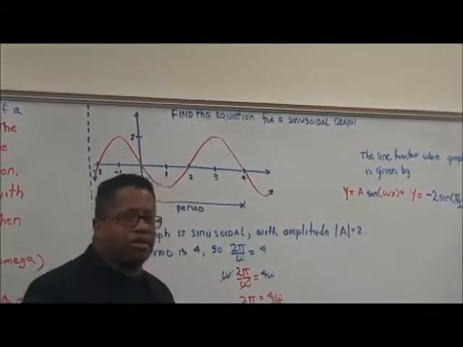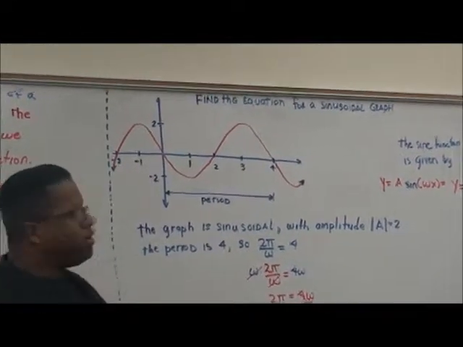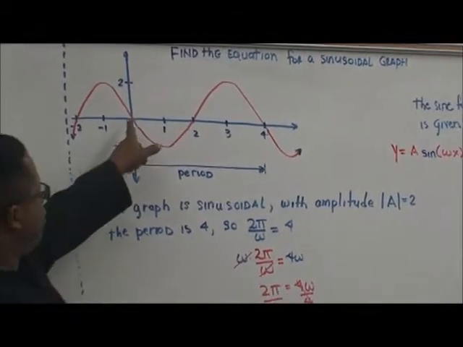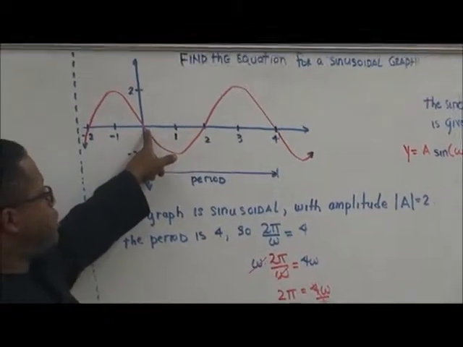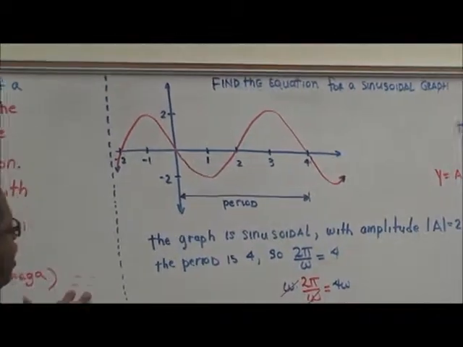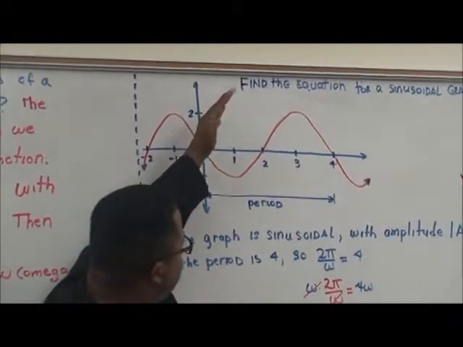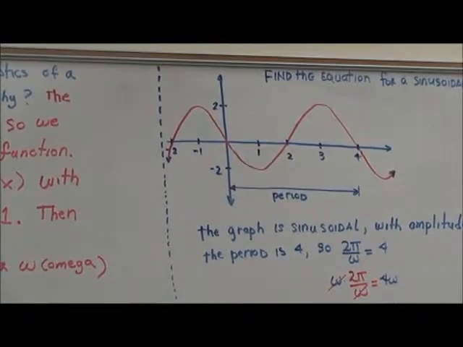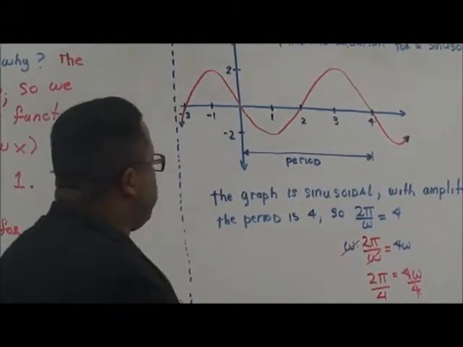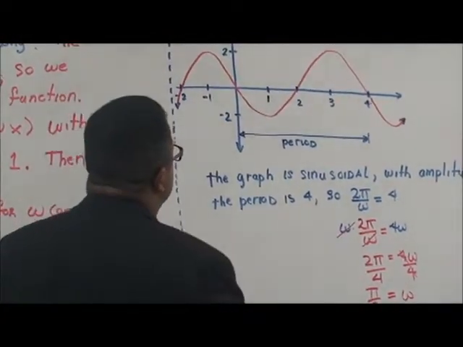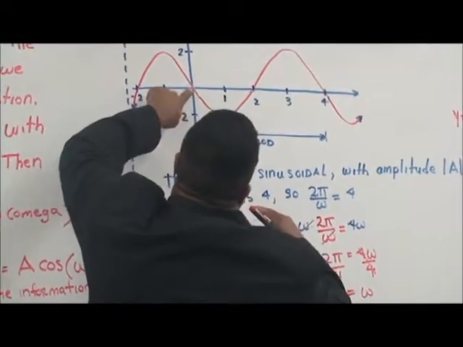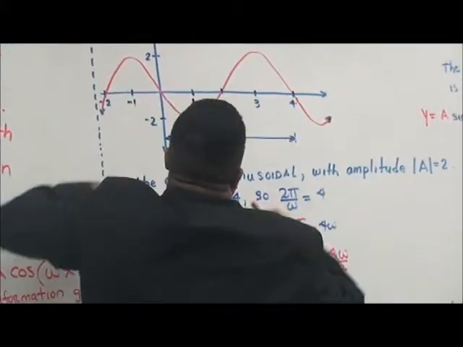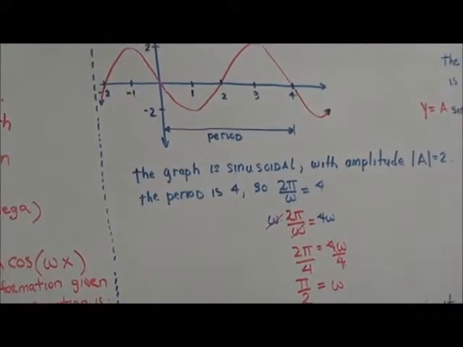What is significant about this function here? What do you notice? The period basically starts always at the origin, but now look at how this one does. There's a reflection about the x-axis, isn't there? Right? So let's look at this. We have a period from here to there. So the period is 4, right?